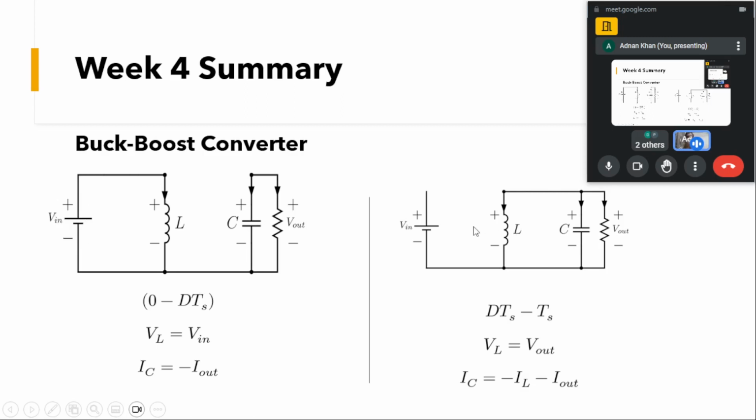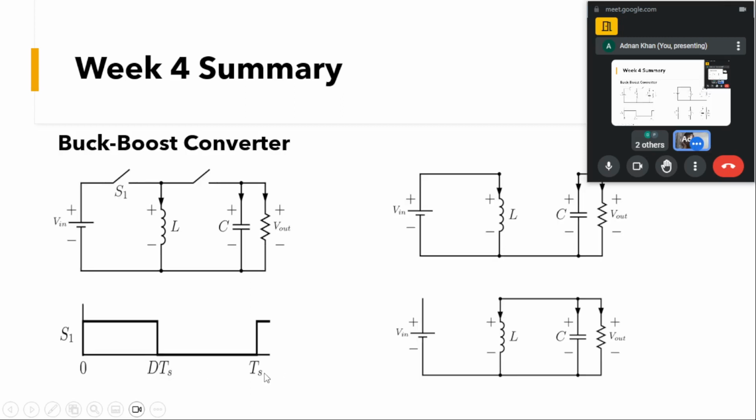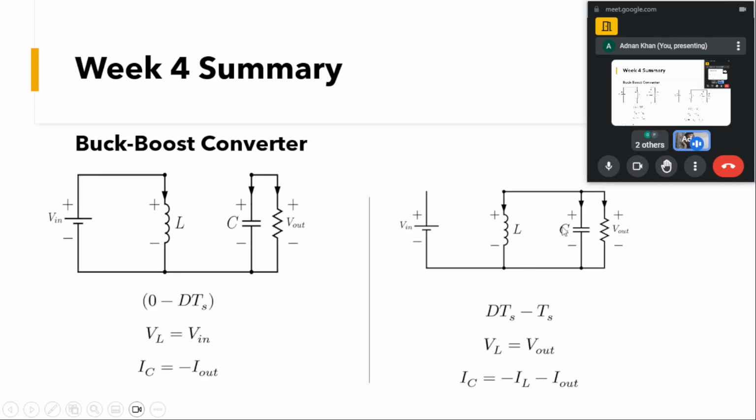Now coming to the off duration, that will be from DTS to TS here, as I had shown earlier. In this you can see the voltage across VL will be equal to V out. Got it? That voltage will come across this. Applying Kirchhoff's current law to these nodes, the sum of these currents will be equal to 0, and you can see IC will be equal to minus IL minus I out. Like the current flowing here will be something like this.